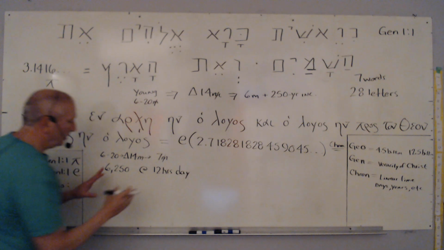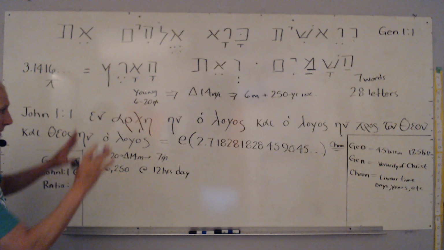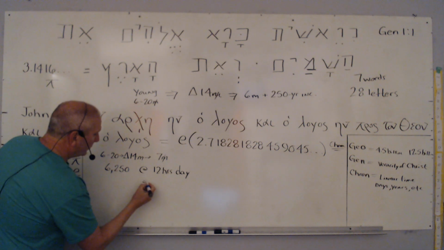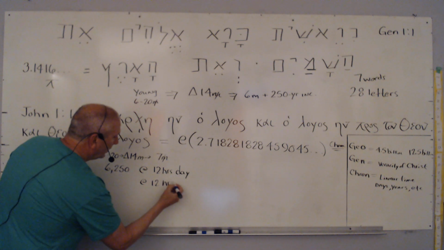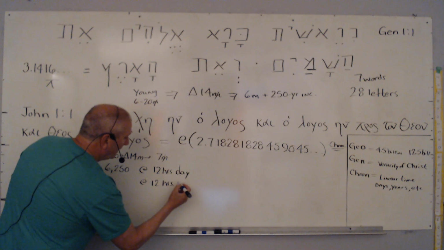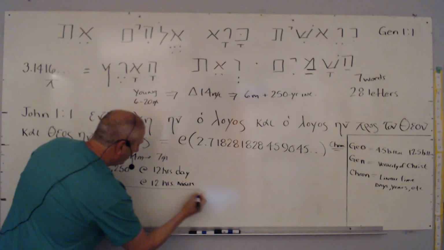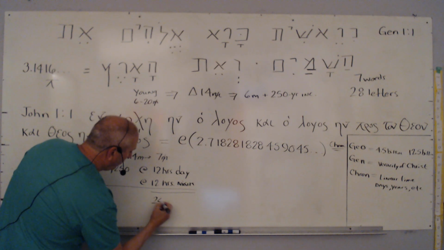That's why you can do this with the English Bible. You don't need the Greek or the Hebrew. And then, of course, at 12 hours a night, Jesus said literally there's 12 hours in the day, 12 hours a night. There we go. So we give our total here 24 hours.